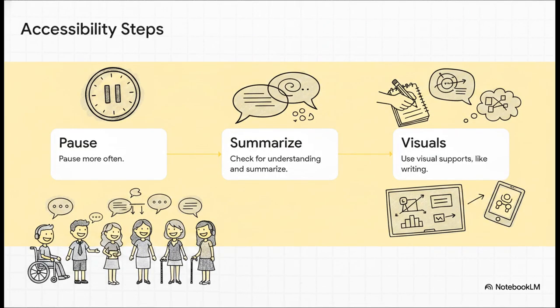But, and this is a big but, while we're using these high-level frameworks, continuous conversational accessibility remains a non-negotiable priority. Keep these steps in mind. Step 1, pause more often. Step 2, consistently check for understanding and summarize key ideas. And Step 3, use visual supports. For instance, you might say, hey, would it help if we wrote down some of the strengths you identified today so you can review them later? That tiny adaptation promotes massive inclusion.